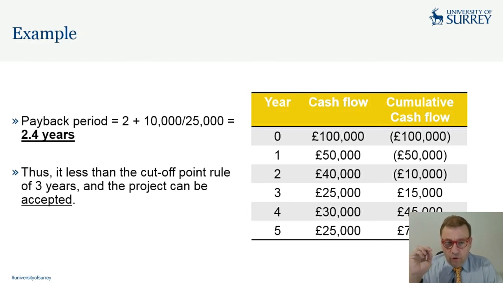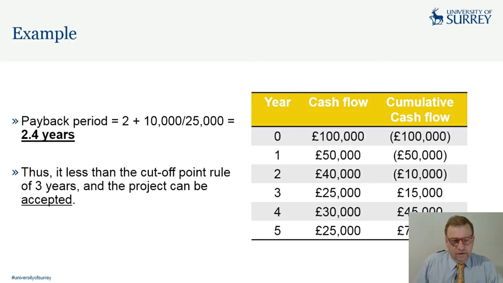So already we know that the payback would come between year 2 and year 3. And already we should say that we should accept this project because it's less than the cutoff point of 3 years. But if somebody insists on the exact time, then there is a tool to calculate the fraction of a year. We take the remaining 10,000 in year 2 and divide it by the flow that happens in year 3: 10,000 divided by 25,000 gives us 0.4 years. So we add it to year 2. In total, it's 2.4 years. So it's less than 3.